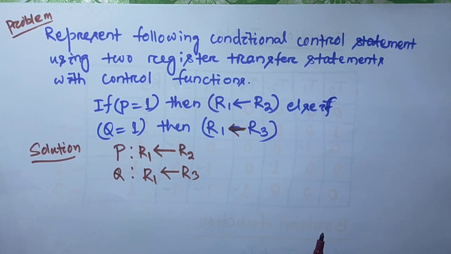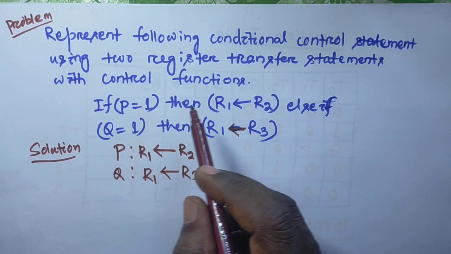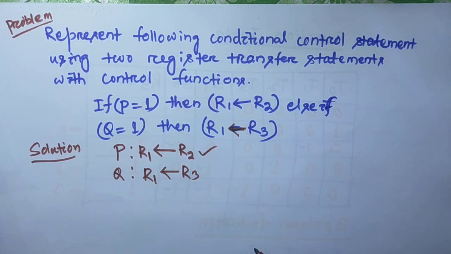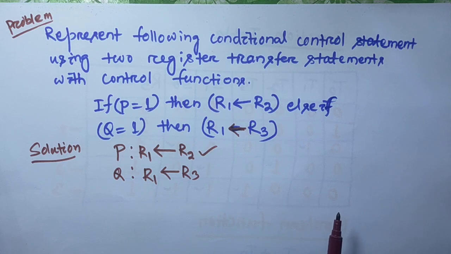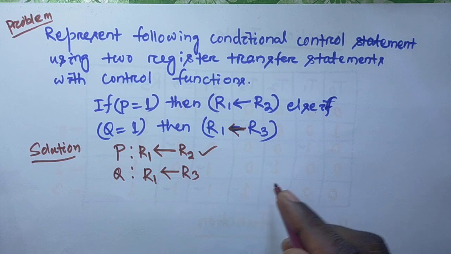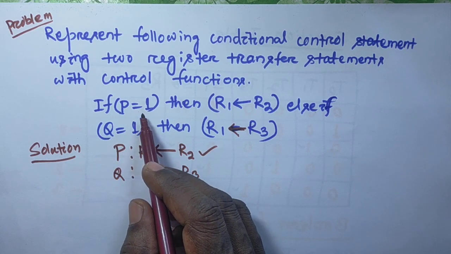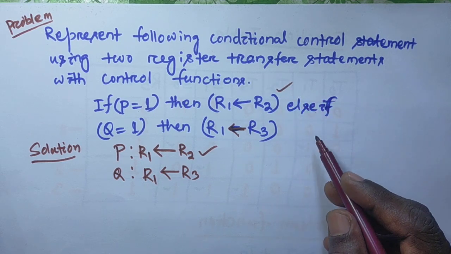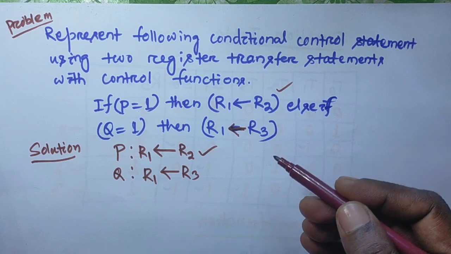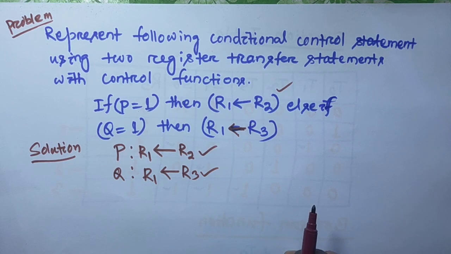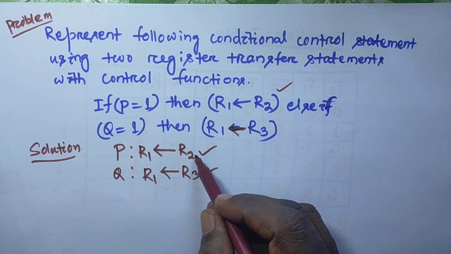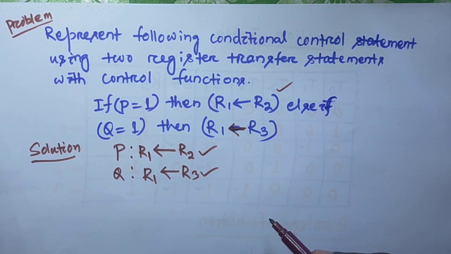But here some conditional control statements are defined: if p is true, then this is true, and that is correct, no problem. Else means if p is not true, then what will we do? Another question arises: if p is not true, then what happens if q is true? If p is true, this will be satisfied. Otherwise, else means otherwise, if q is true, then this one. If q is true, this is also satisfied. But in the previous case p is true. Else means p is not true.